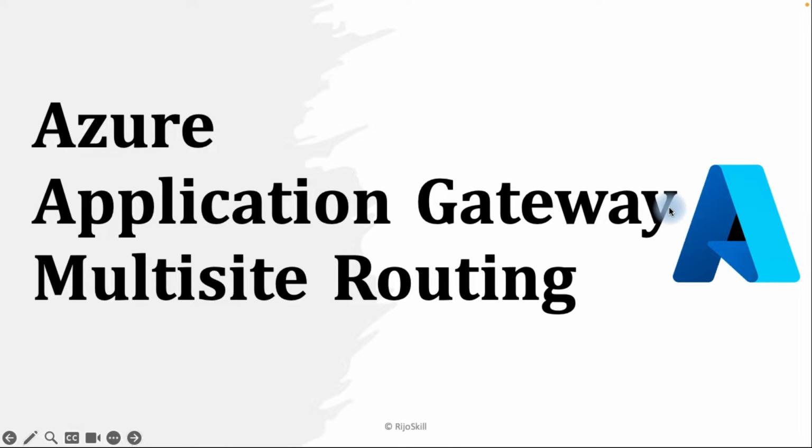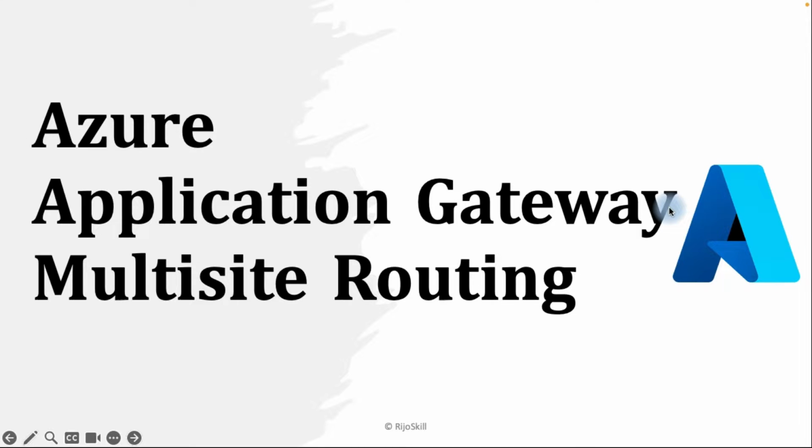Today we plan to discuss the topic Azure Application Gateway Multi-Site Routing. This topic is the continuity of my previous chapter, Azure Application Gateway. At that time we already explained how many types of routing are available for the application gateway. There are two types: multi-site routing and path-based routing. So today I plan to describe how we can implement multi-site routing in the Azure portal.